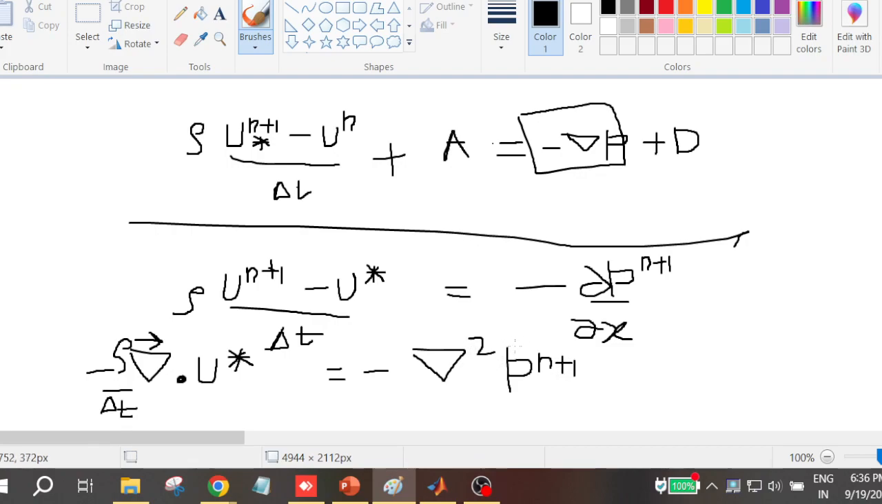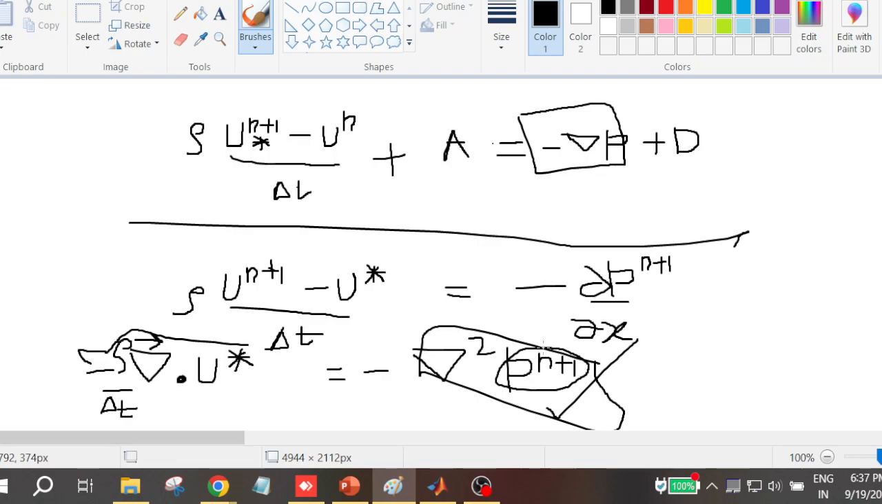And you know how to solve it because u star we have already calculated, so I know this left hand side term. Only the right hand side term I do not know. I apply just a Gauss-Seidel rule. I will discretize this using a second order central difference scheme. I'll get p at east minus 2 p at present plus p at west. So I will discretize it and then apply a Gauss-Seidel solver, which we have learned last week, to get p n plus 1.